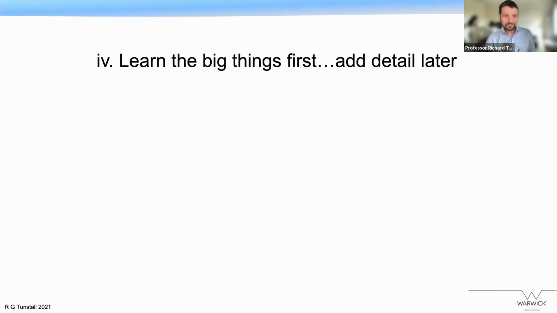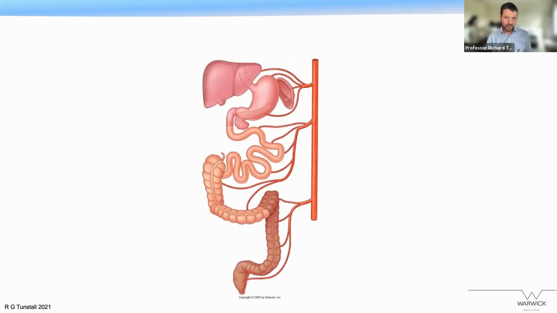So number 4, when studying anatomy, there's a lot of detail. Learn the big things first and add the detail later. So I'm just going to use one example. This illustration is of the intestine or the gastrointestinal tract. Now, the illustration itself has been simplified. Nonetheless, it still looks complicated. It's still got lots of bits and lots of vessels going to it. Now, I could tell you all that detail at this point, but I won't. We can take a step back and look at the big picture.